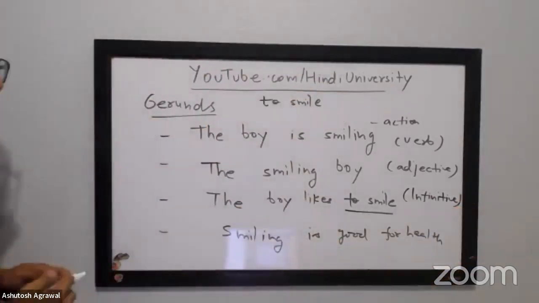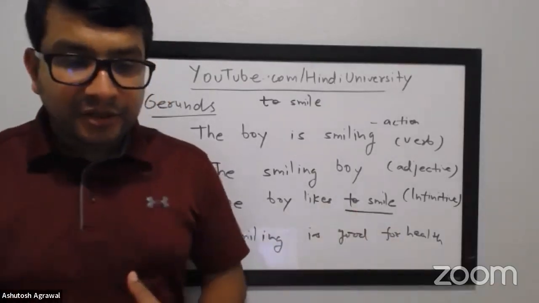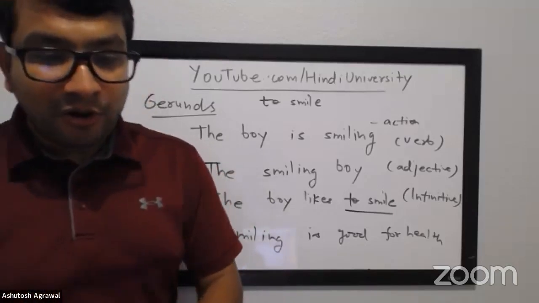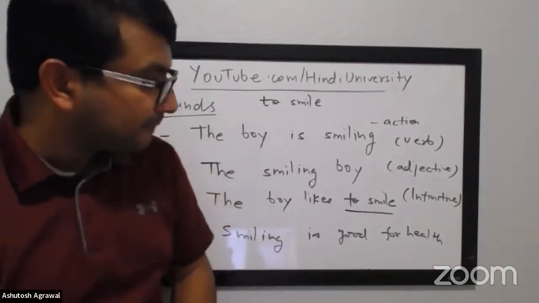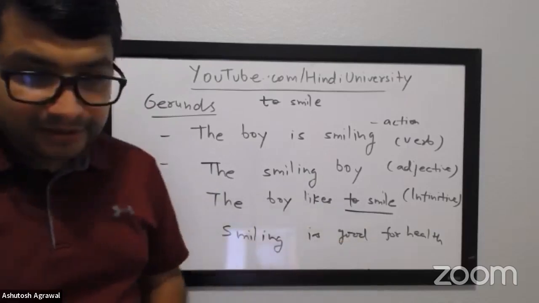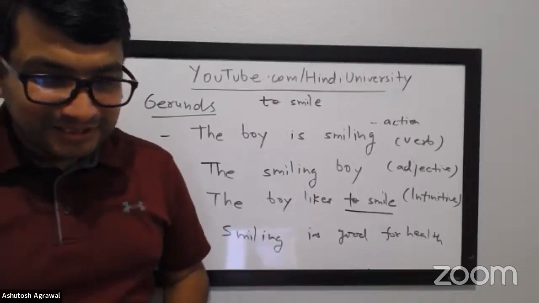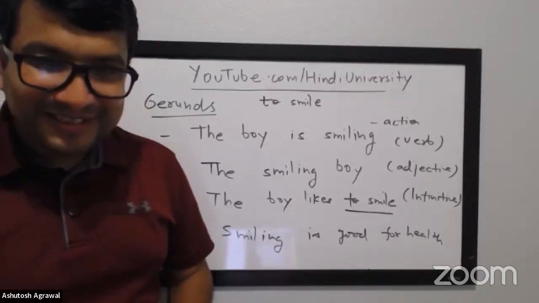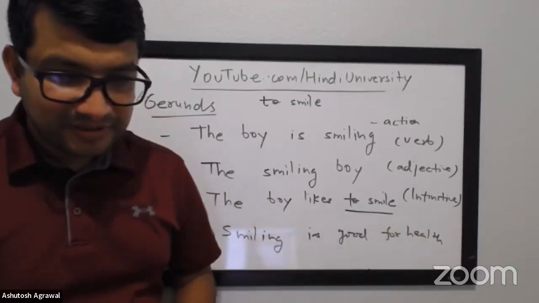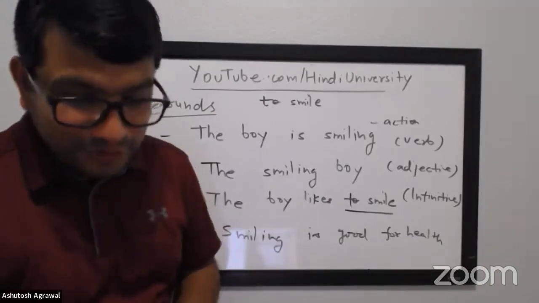Typically when we go over the verbs, I always go over to smile, to eat, to drink, to go, to come, right? Jana, khana, bolna, peena, all of them end with na, right? Now let's do the last one. Smiling is good for health. Okay, Aneska Ji, what do you think it is? Smiling is good for health. It describes an action, so it has to be an adverb. Okay. Anyone else?